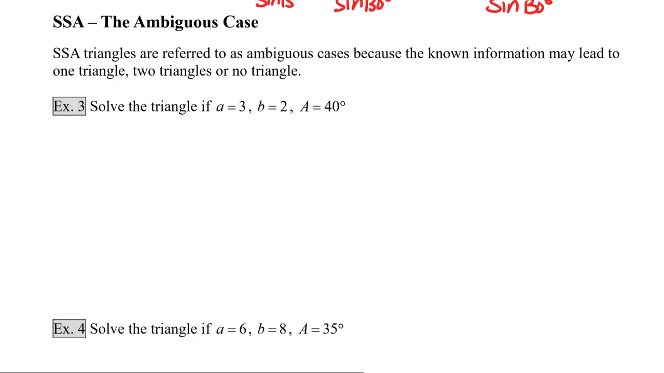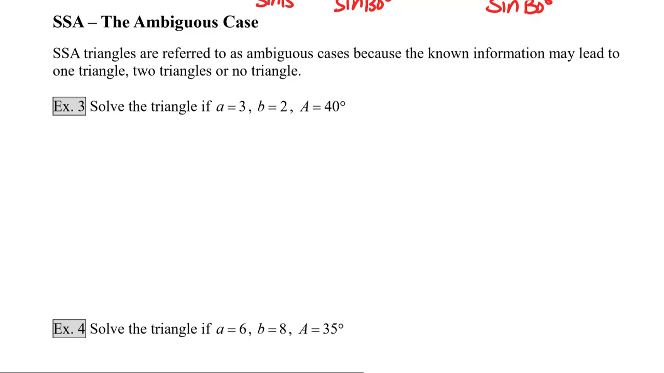When we see SSA, we call this the ambiguous case, and we have already explored this leading up to this video, and you should know that SSA triangles may lead to one triangle, two triangles, or no triangle. So we have to handle these a little bit differently when we solve them.